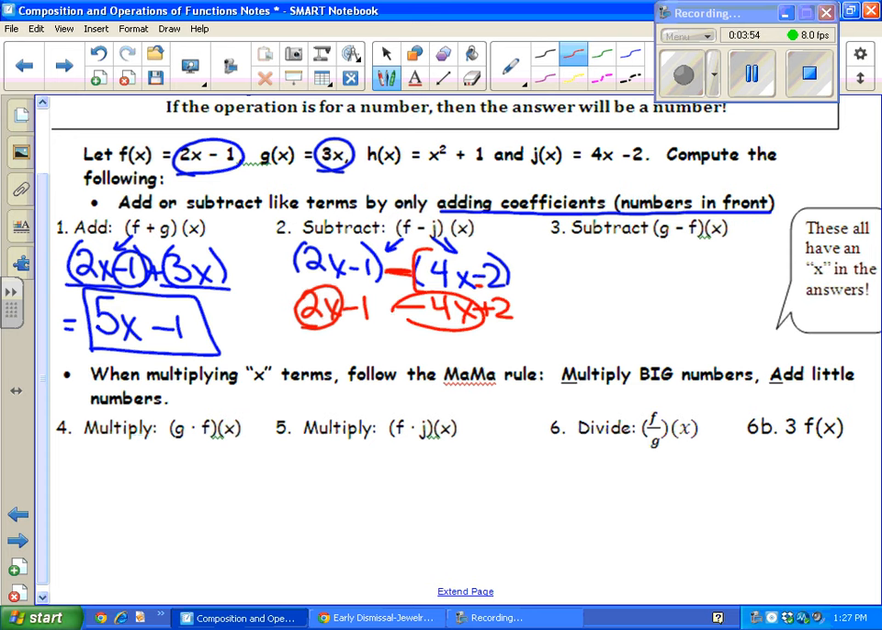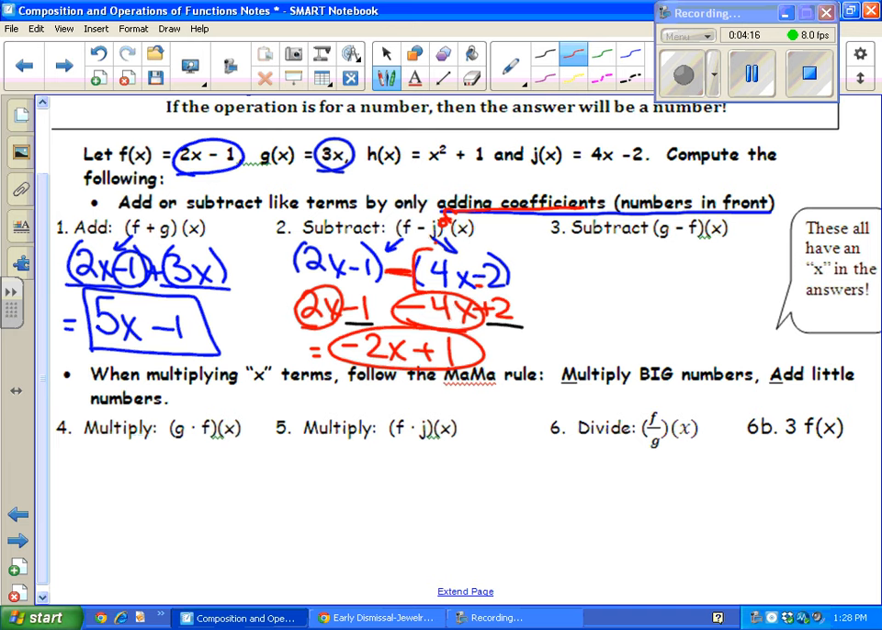2x minus 4x is going to be negative 2x when I combine terms. I'm only adding or subtracting the coefficients, or the numbers in front. Then I have minus 1 plus 2, and the answer is going to be plus 1. Okay? So the function f minus function j of x has an x in my final answer.